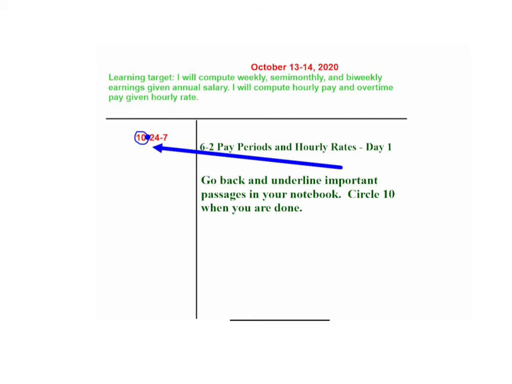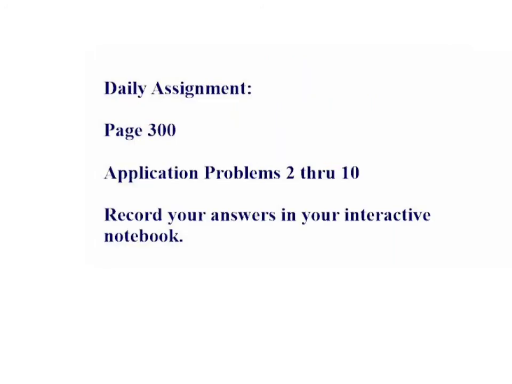All right. Look over your notes for today. Underline what's important, and then come back here and circle your 10 right there. Here is our assignment, the application problems 2 through 10. That's assignment number 7 in our Canvas module. Assignment number 7, the first assignment of the first lesson for the first day in section 6.2.